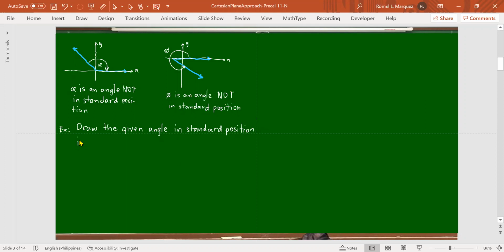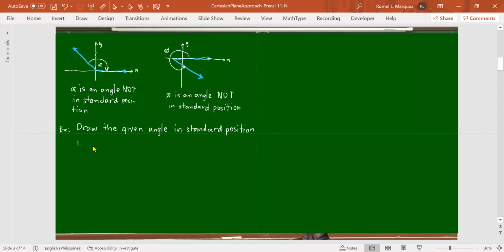By the way, what are the two common ways of measuring an angle in terms of units? What are the units that we can use, the commonly used ones? Degree measure and radian measure. Okay.